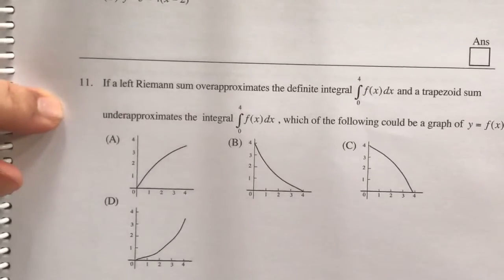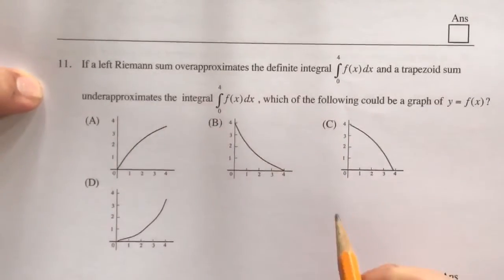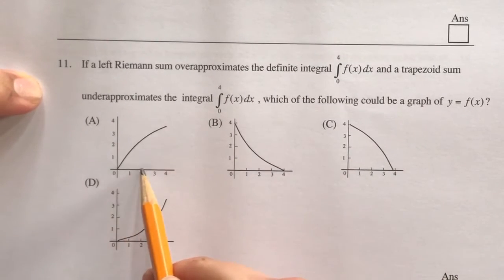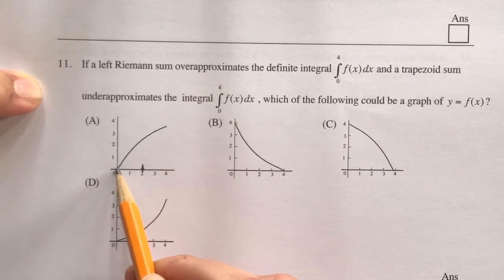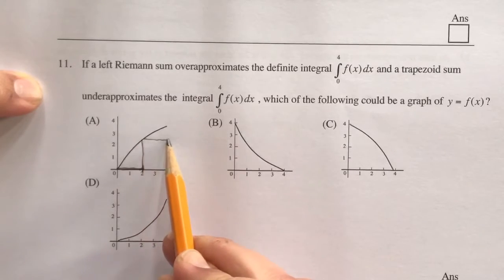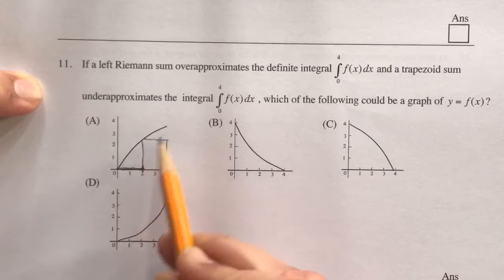Number 11. The left Riemann sum over approximates. So let's do a left, so I'm just going to break it up into two rectangles. So here's the first rectangle. If I went all the way to the left, I wouldn't get anything, and then the next rectangle would go up like this. Well, clearly I'm underestimating.